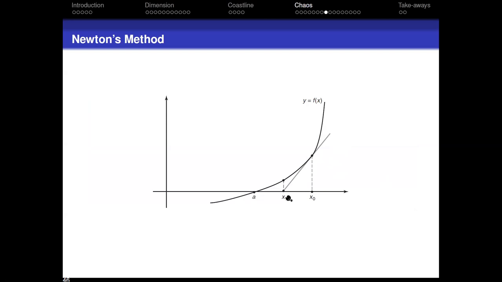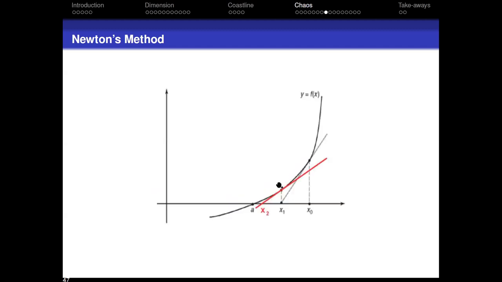And I call that point of intersection my next guess for the root. And then lather, rinse, repeat, it's the shampoo instructions of mathematics. We look at where this hits the curve, we draw the tangent line there, and where that hits, that's our next guess. And you just keep iterating. You do it again and again and again.